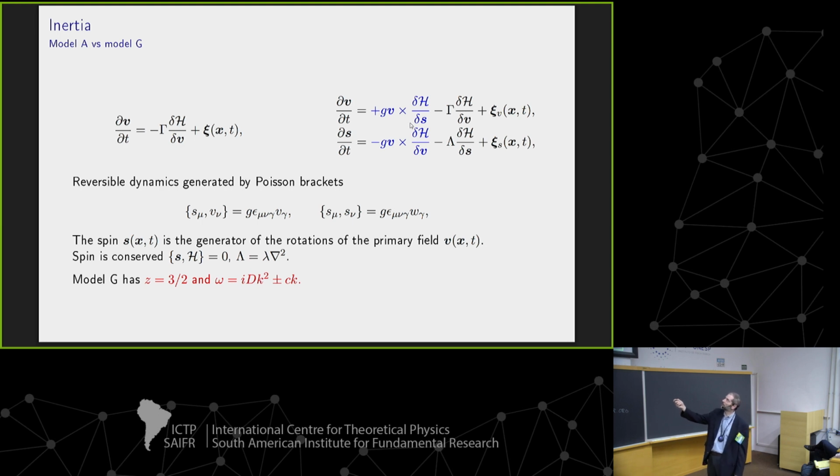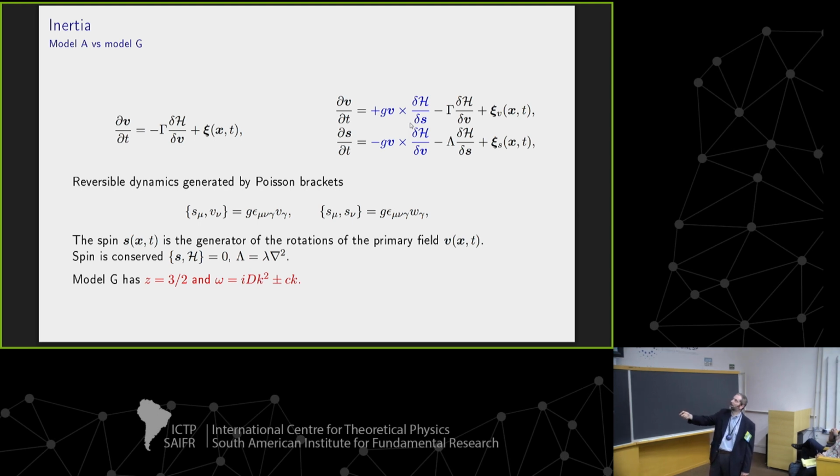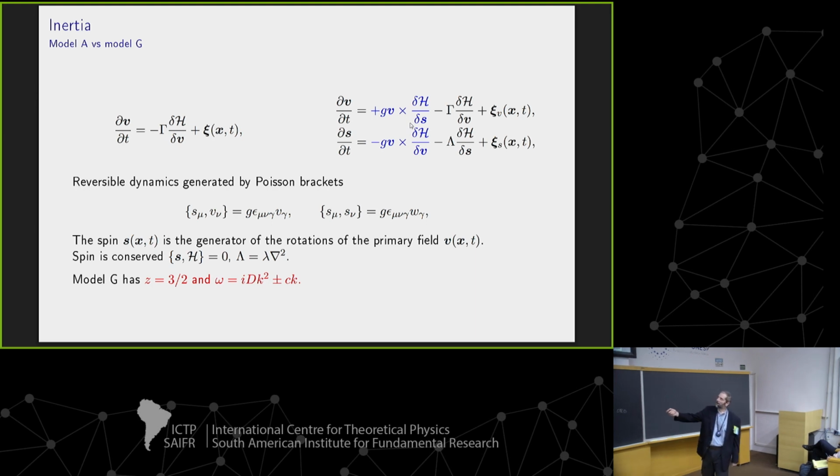If you have model A, to have an inertial model, you have to consider two fields. So you introduce another field, which is the spin, which is generating the rotations of the order parameter field. These are the Poisson brackets that are saying that the spin is generating rotations. And then you write the equation. These blue terms are what comes from simply using the Poisson brackets with the usual Landau-Ginzburg Hamiltonian. And then you have these two other terms, which are the dissipative terms, that will couple to the bath and allow you to thermalize.